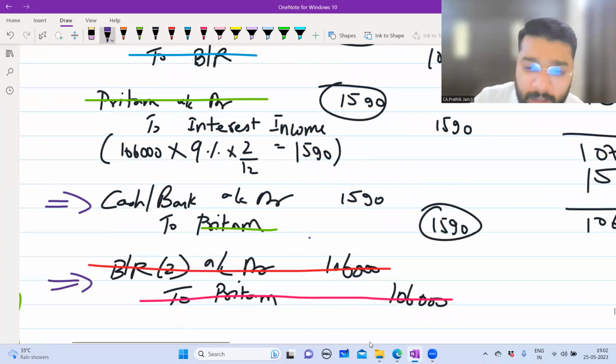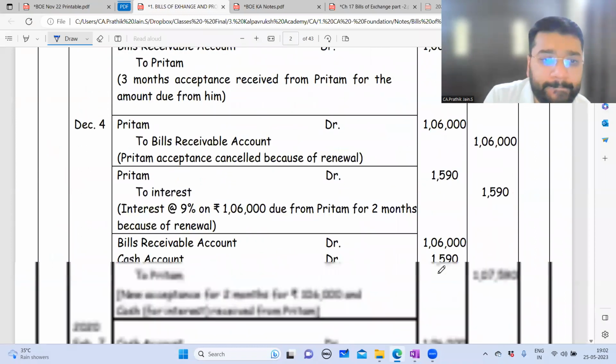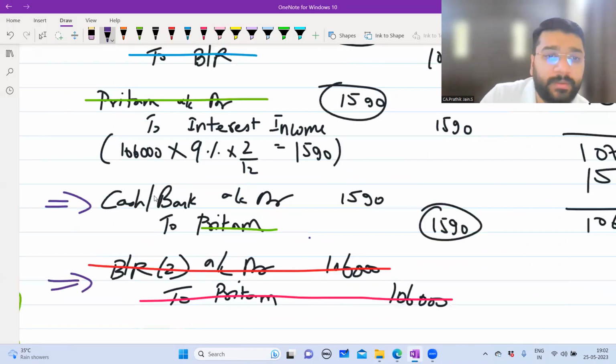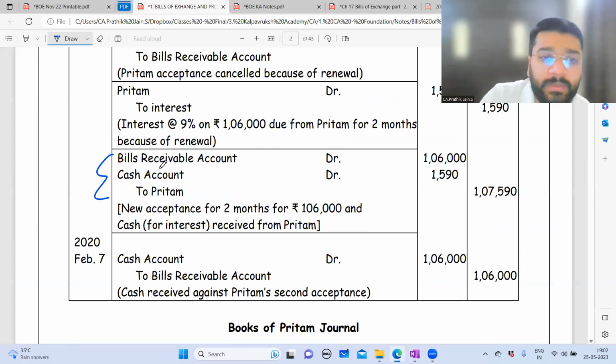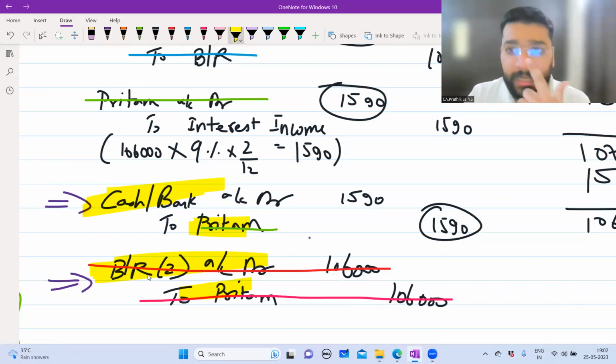In your textbook, I think they've combined only in given. Let's check. See, bills receivable account debit, cash account debit to Preetham. Bills receivable, cash to Preetham. So the interest payment entry and the second bill execution entry, they've combined it. We have done it separately. Both are acceptable, guys. Both are acceptable.